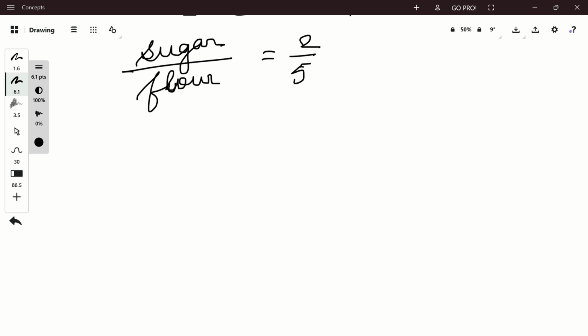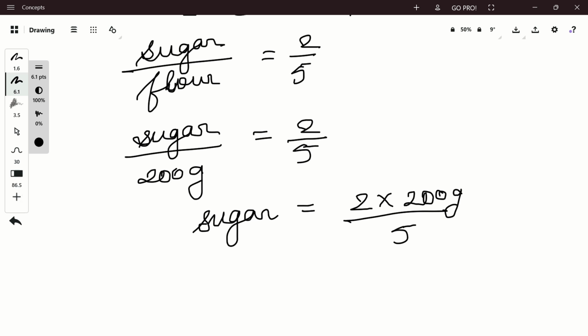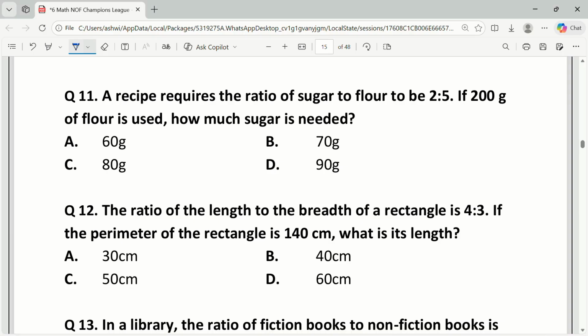Substitute the known value of flour into the equation. We have sugar upon 200 grams is equal to 2 upon 5. Solving for sugar, we have 2 into 200 grams upon 5, which is equal to 80 grams. Comparing with the options, the answer is C, 80 grams.